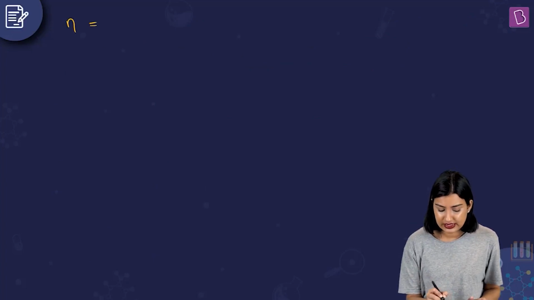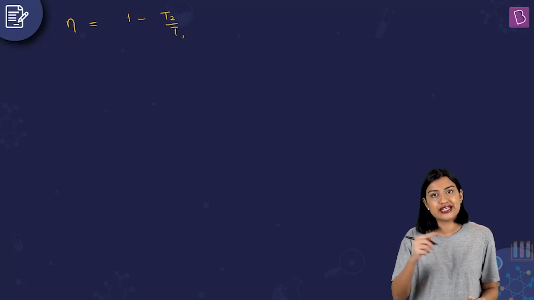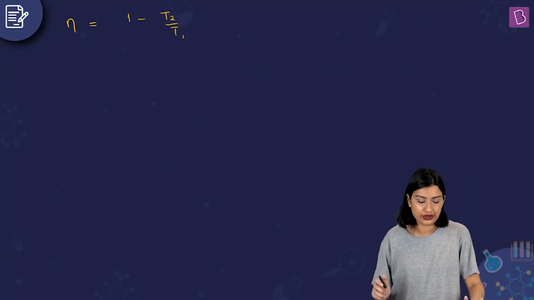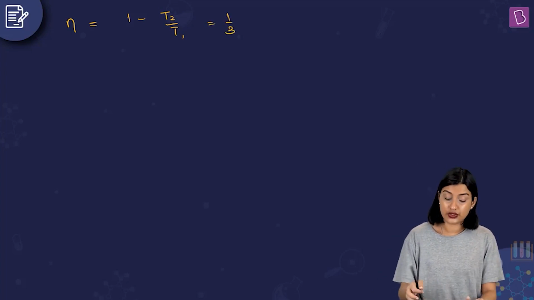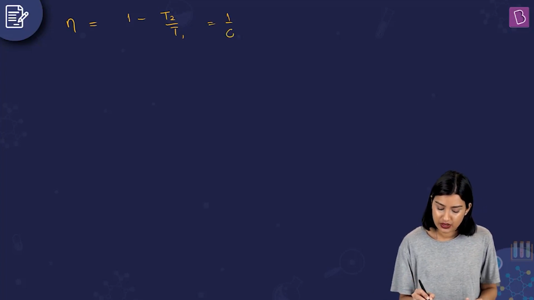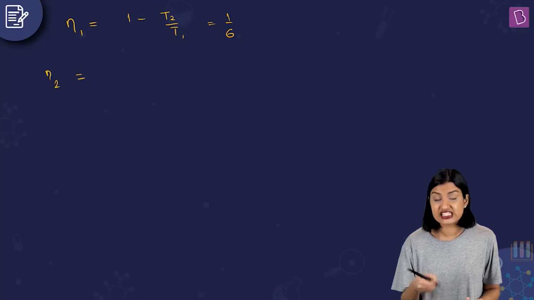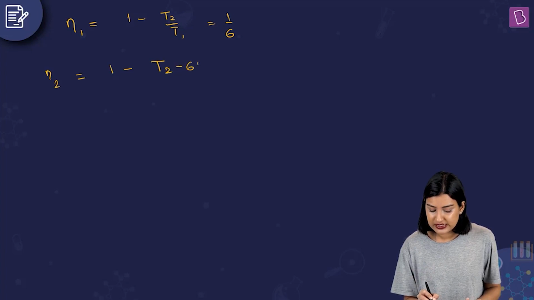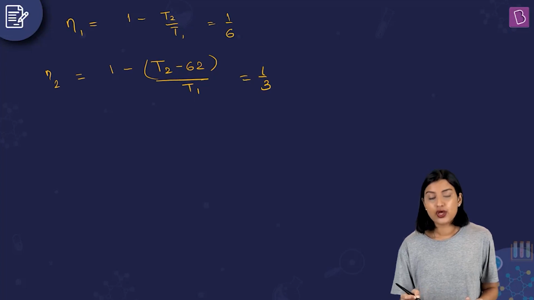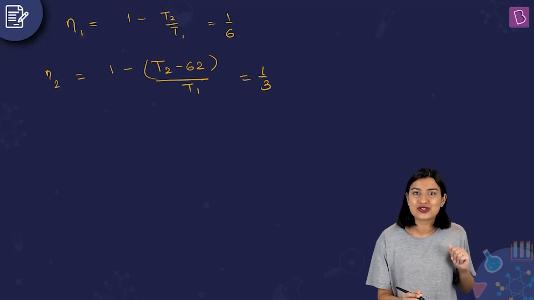So eta is nothing but 1 minus T2 by T1, and this is equal to 1 by 6 initially. This is eta 1. When I talk about eta 2, my second efficiency, when I reduce T2 by 62 Kelvin, it's 1 minus (T2 minus 62) divided by T1, and this is going to be equal to 1 by 3. From here, you have two equations, two variables. Of course, you can solve this.